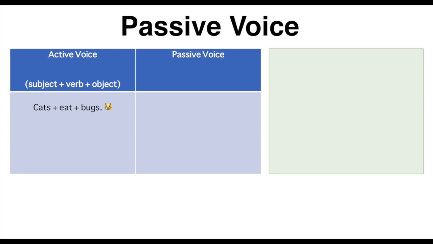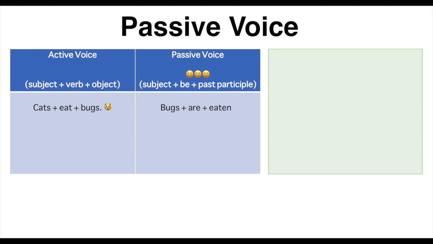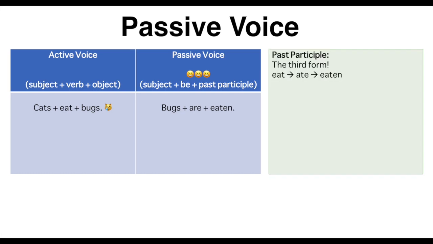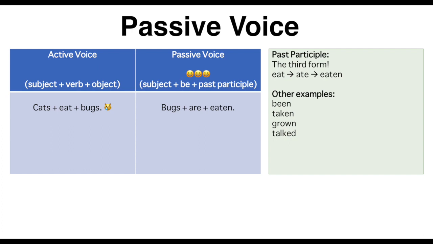Bugs, and good news! We have a formula for passive sentences. Subject plus be plus the past participle. So, let's do bugs, and then we need be. Bugs is plural, right? So, are. Bugs are. And then we need the past participle. Eaten. Wait, what's the past participle again? Oh yeah, the third form, right? Eat, ate, eaten. The third form and the past participle are the same thing.